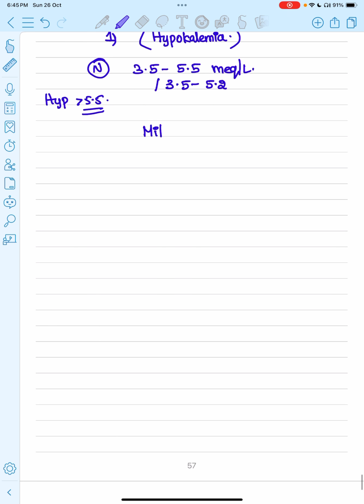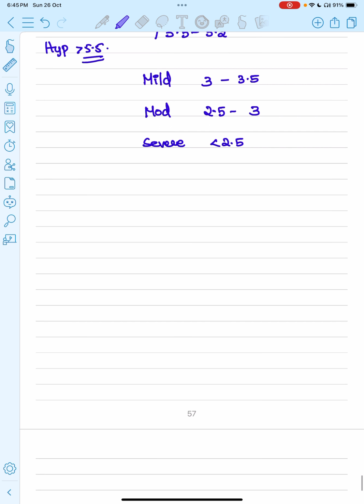So, mild hypokalemia. When potassium levels are 3 to 3.5, it is mild. Moderate is when 2.5 to 3 milliequivalent per liter. Severe is less than 2.5 milliequivalent per liter.